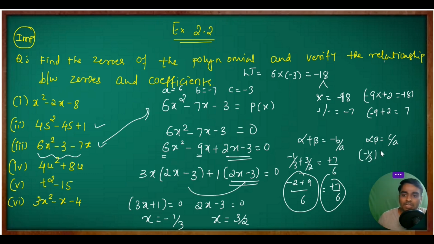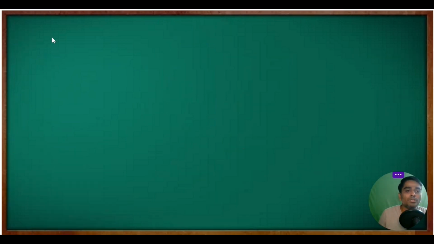Let's multiply now: minus 1 by 3 into 3 by 2. Yes, so what is c? C is minus 3 divided by a, which is 6. So am I getting minus 3 by 6? Yes, here also LHS is equal to RHS. Hence the verification is done. Like this you can very easily do it, but these are important questions. Got it? You need to practice properly. Okay, so let's get on to the next question.